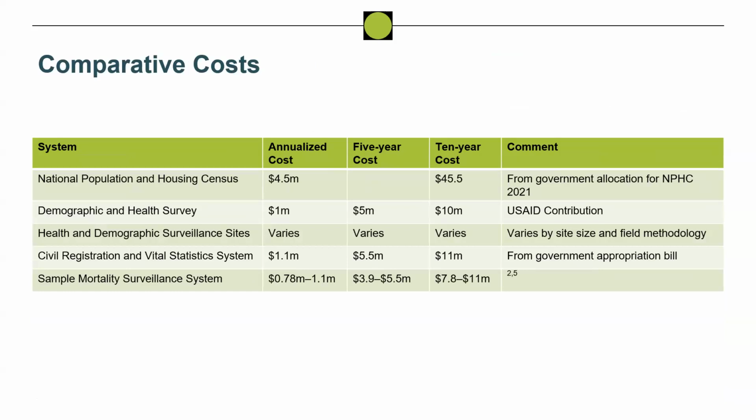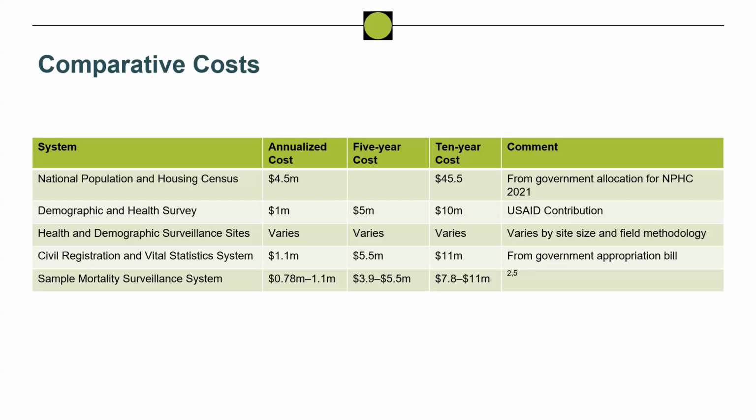We went on to talk about the comparative cost. If we compare what is currently happening versus the implementation of an SRS, what would be the final verdict? So for instance, the National Population and Housing Census in Ghana, the annual cost was in the region of about 4.5 million. And over a 10-year course, it's going to be about 45 million. If you look at the DHS, we spend close to 10 million for each round, and USAID makes close to 5 million in contributions every year.